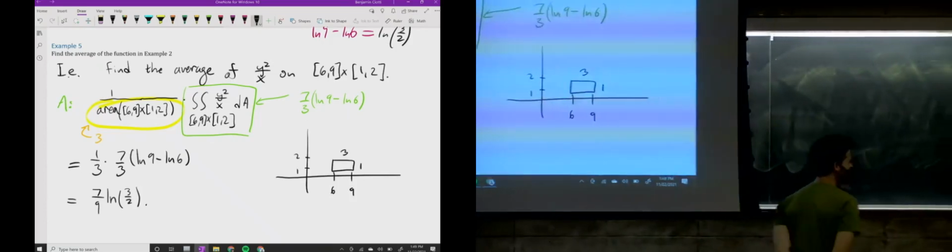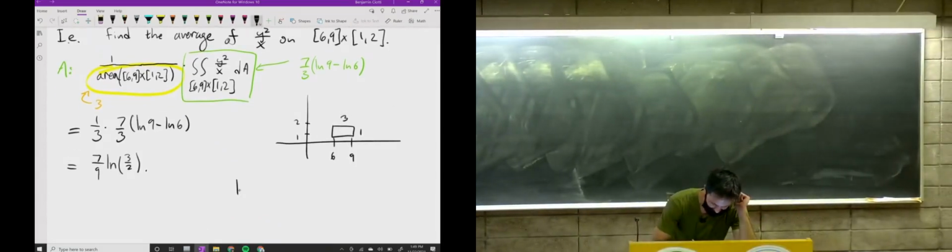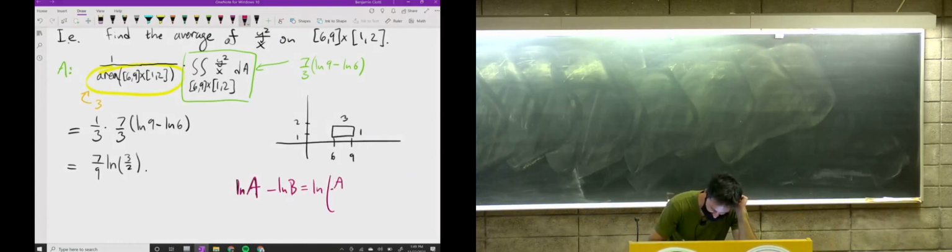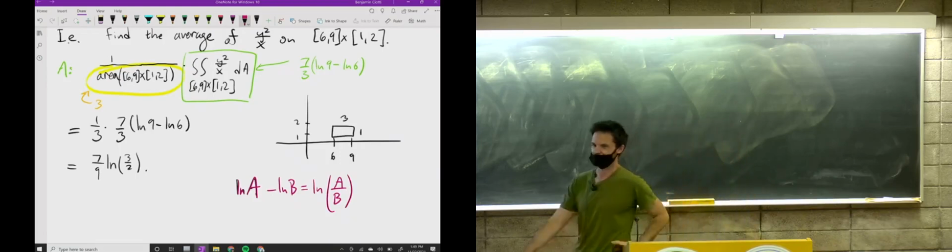Oh, yeah, indeed. So here's a log property for you. ln of A minus ln of B is ln of A over B. So yeah, I did 9/6, and then I canceled it to 3/2.